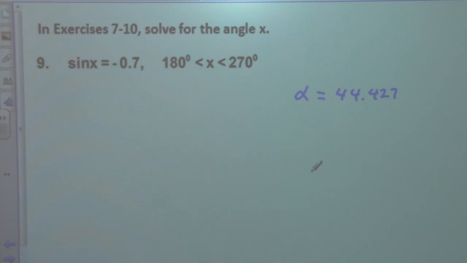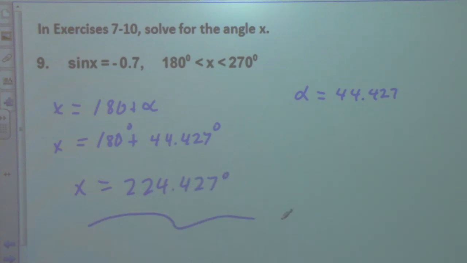Because what did we learn about reference angles? Reference angles are always positive. And so x is going to be 180 plus alpha, which in this case is going to be 180 degrees plus 44.427 degrees. And that's going to be 224.427 degrees, okay?